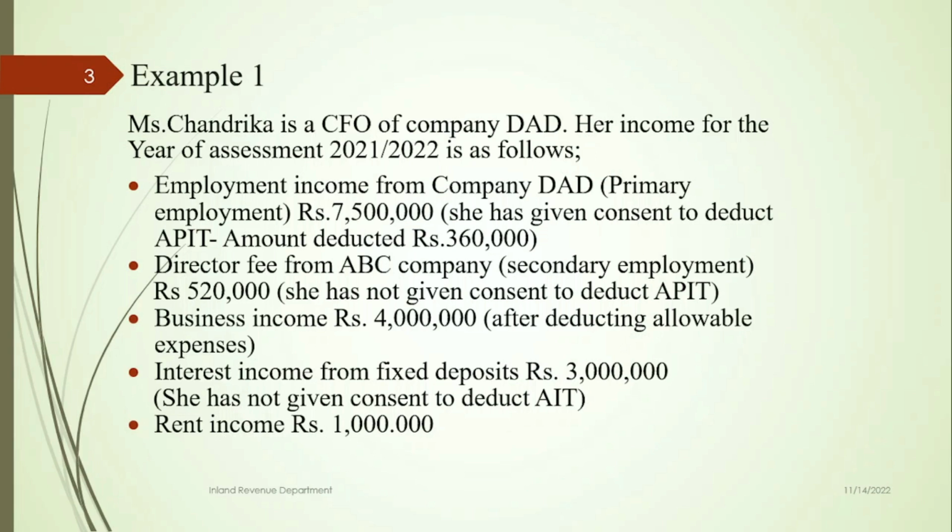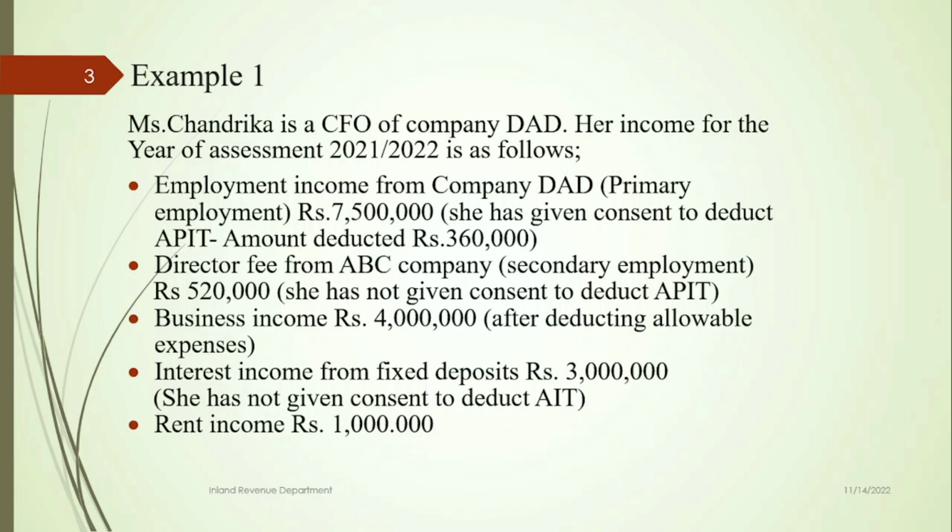She has another employment, that is secondary employment. She has received that income from ABC company as director fee, that is rupees 520. She has not given consent to deduct APIT. Therefore, ABC company has not deducted APIT on that income.